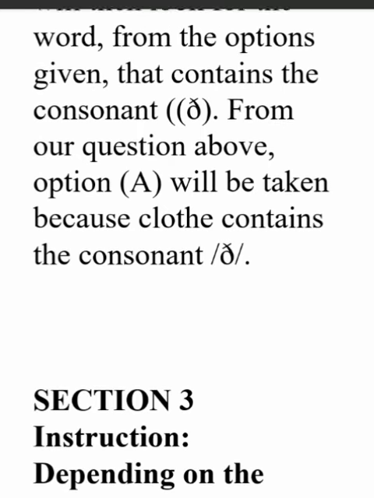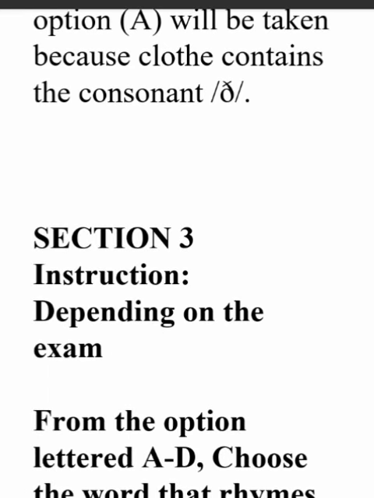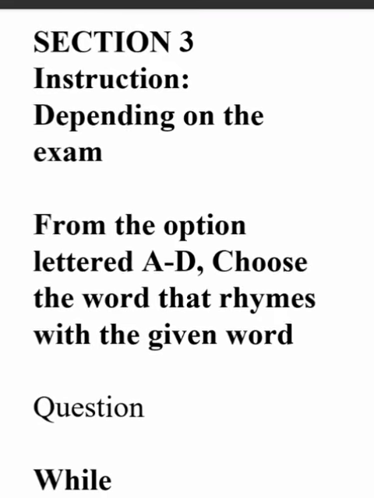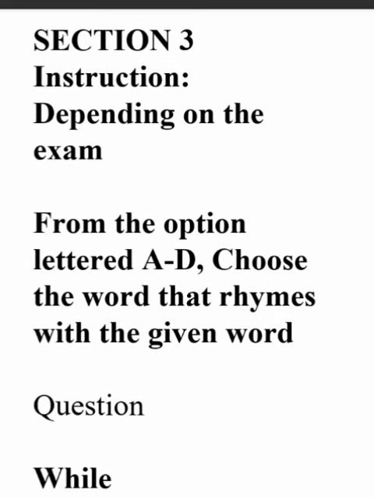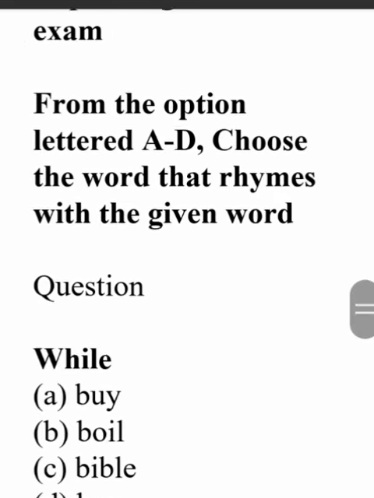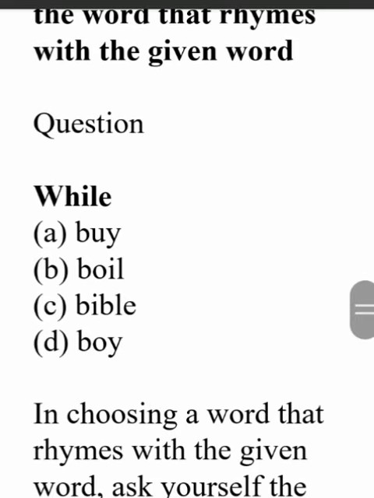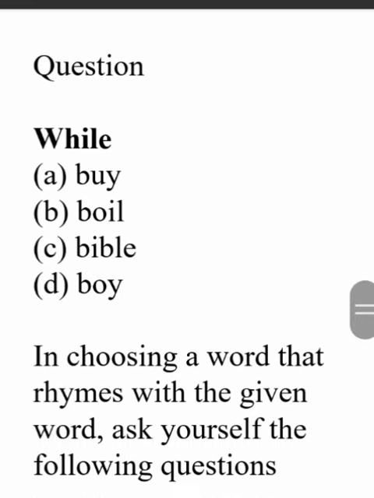Section 3. Instruction, depending on the exam. From the option lettered A to D, choose the word that rhymes with the given word. Question. While. A. Buy. B. Boil. C. Bible. D. Boy.